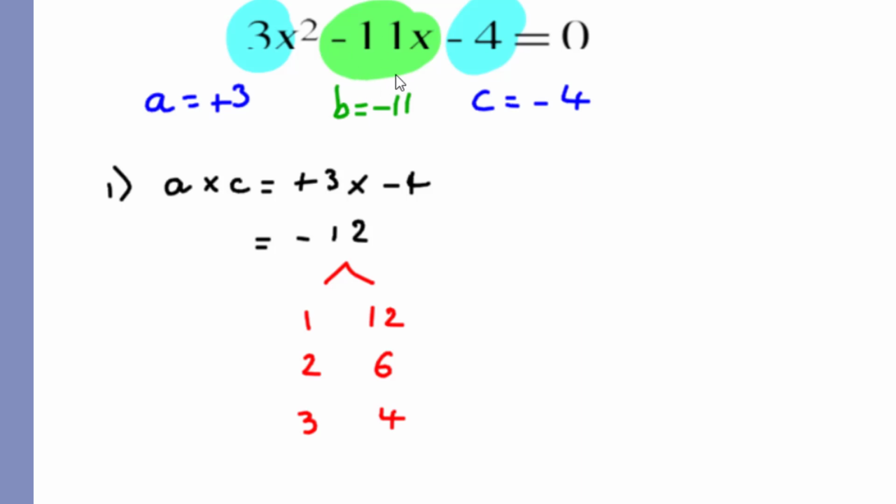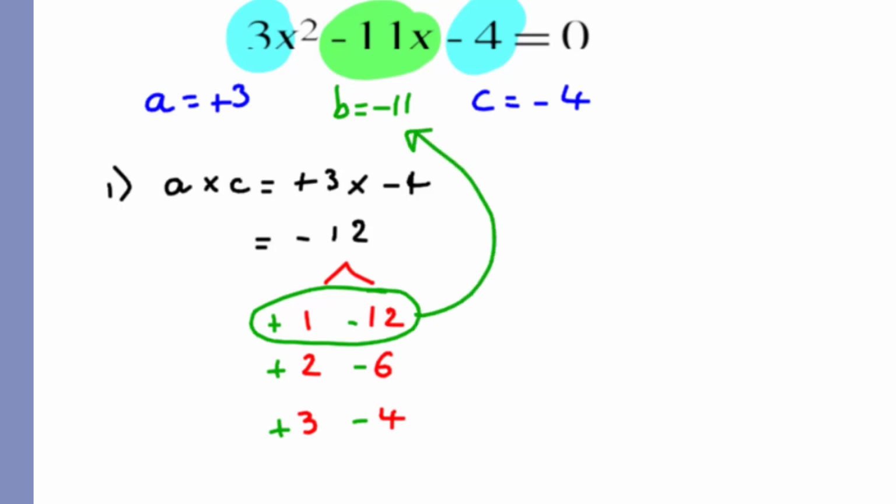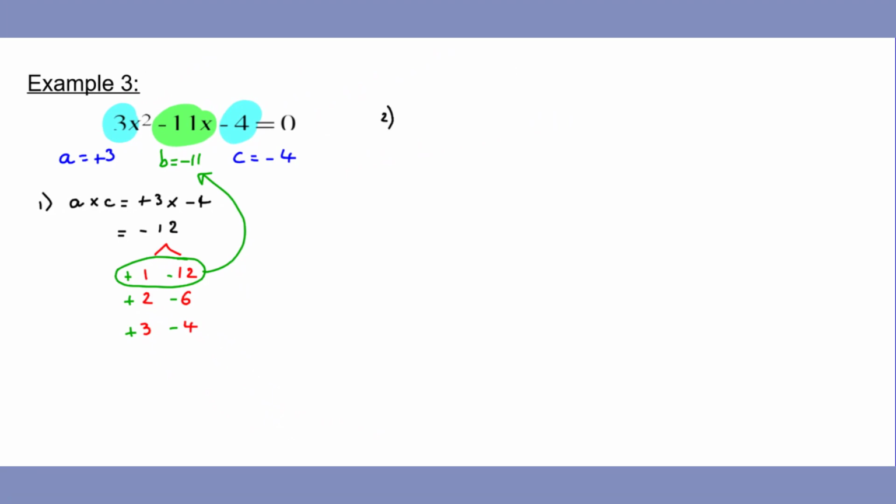Now we have to decide on the sign again. So we look at the sum, or b. It's minus 11. The sum is negative, so the larger number must be negative. And minus times minus is plus, so the smaller number must be positive. The sum is negative, the larger number negative. So all these factors would multiply to give minus 12, but only plus 1 and minus 12 would add up to give minus 11.